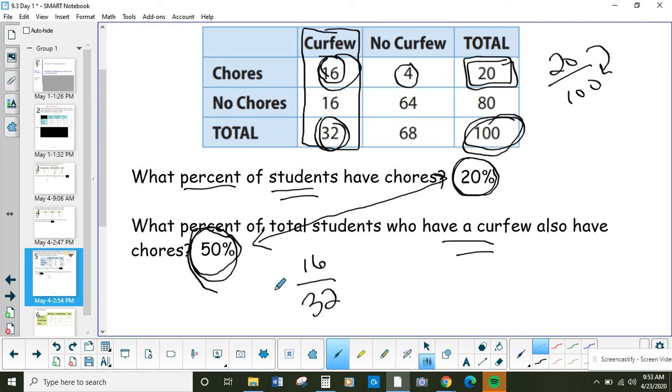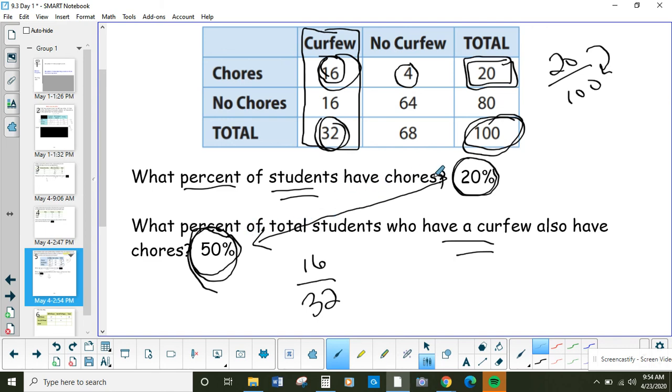So let me explain. Normally 20% of people do chores, but if you just look at people that have a curfew, 50% of them, in other words, more of them do chores than the entire group together, including them, which means if you have a curfew, you're more likely to do chores than if you don't. There's an association. Now, if these percentages happen to be the same, then you would say no, there's no association. And some of you are going to get that on your quiz. Some of you will get this situation where the percents are different, and on your quiz, the answer will be, yes, there's an association because these percents are different.